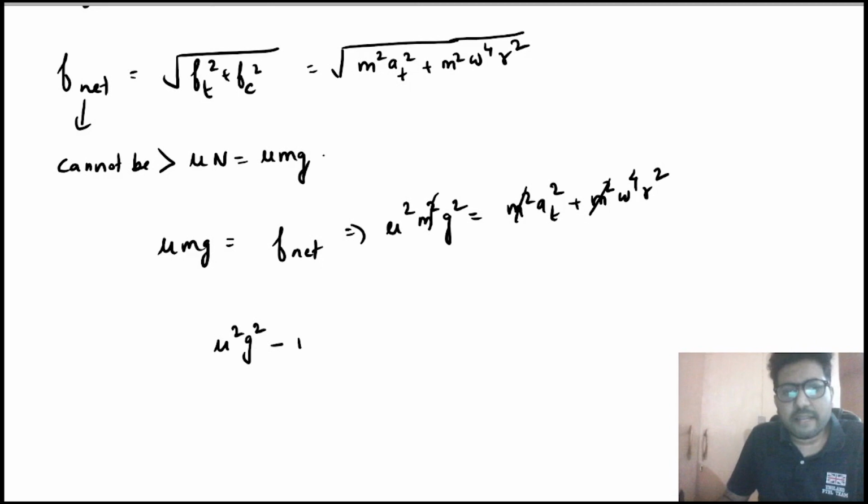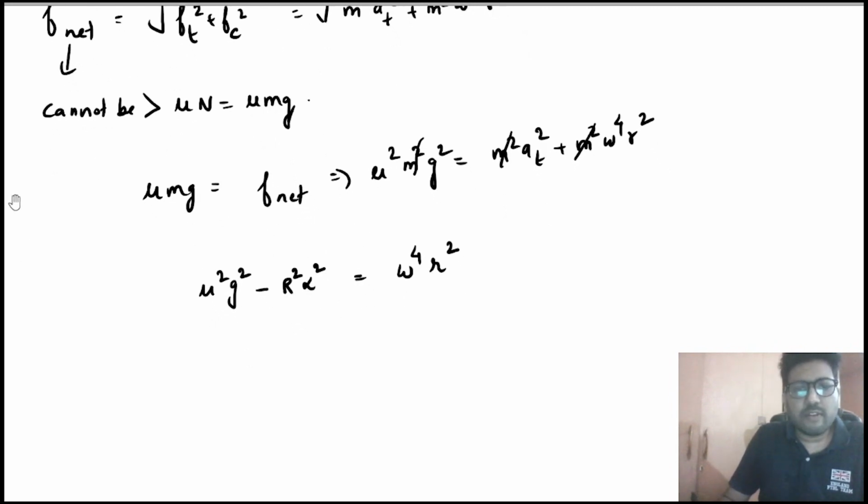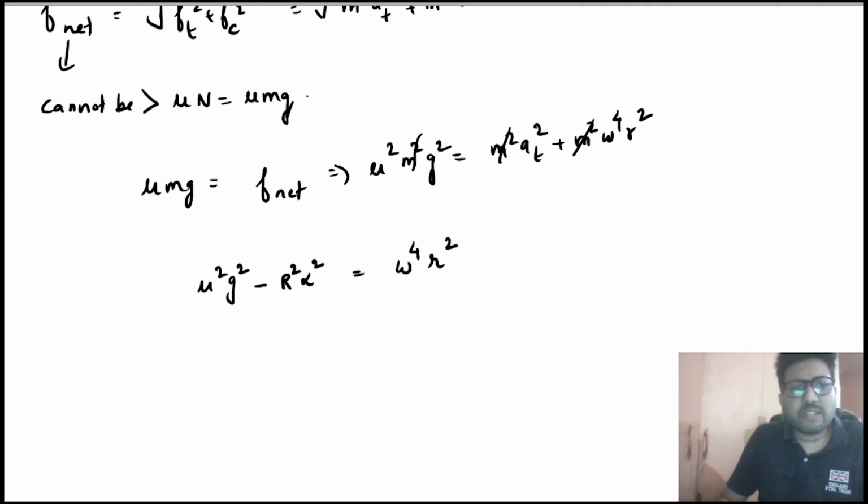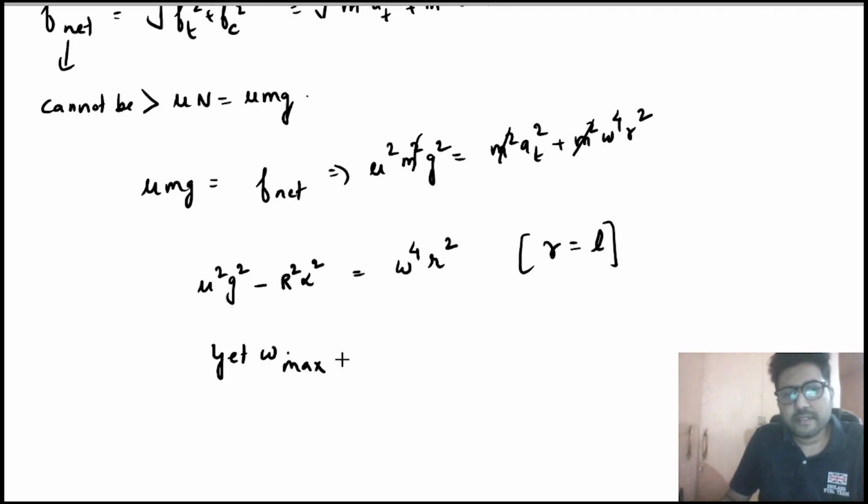Now At square can be written as R square alpha square, because you know that At is equal to R alpha, and it is given that the angular acceleration of the table is alpha. So this is equal to omega power 4 R square. So from this you will get the value of omega. Remember, in this question the radius is equal to L. So put the value of radius as L and get omega. So this will be the omega max.